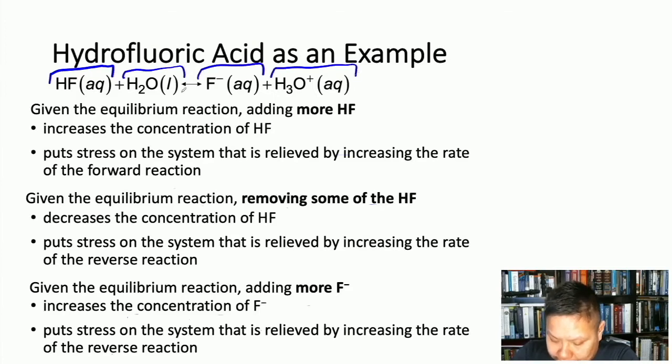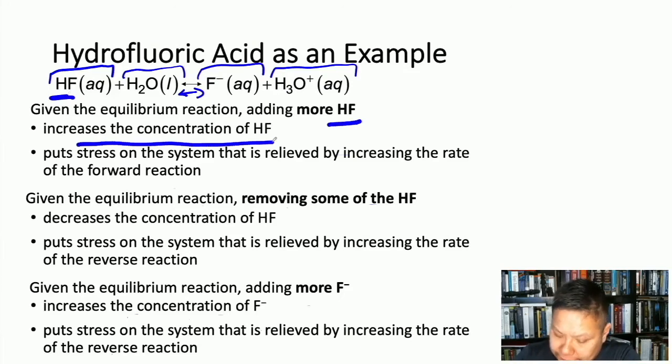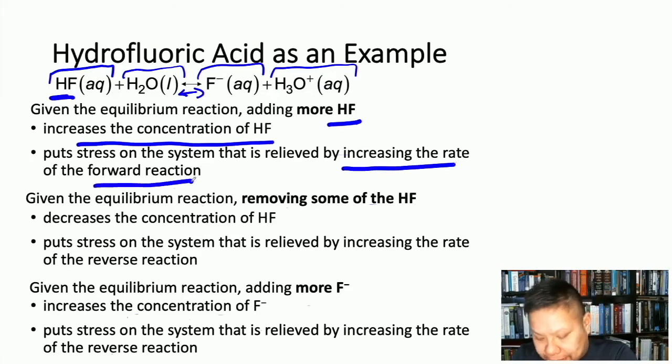And of course, again, this is a reversible reaction because they're going back and forth between the two at equilibrium, right? So, given this equilibrium reaction, what happens when we add more HF? This reactant right here. Well, that increases the concentration of the HF. It puts stress on the system that is relieved by increasing the rate of the forward reaction, right? That way, more of the HF is being broken into fluoride ions and hydronium ions, right? So that it can become an equilibrium again, right?